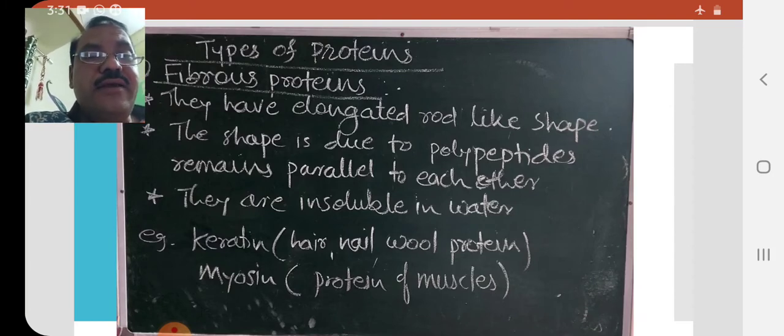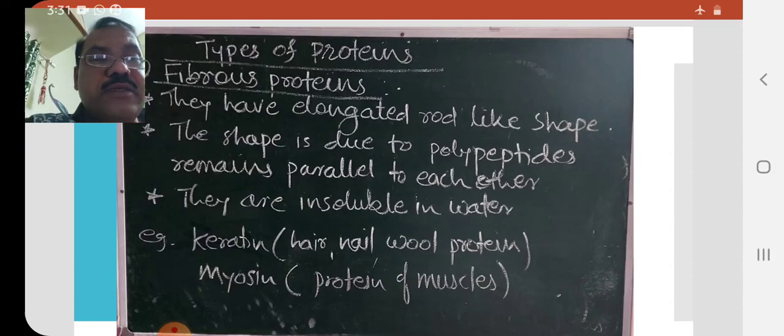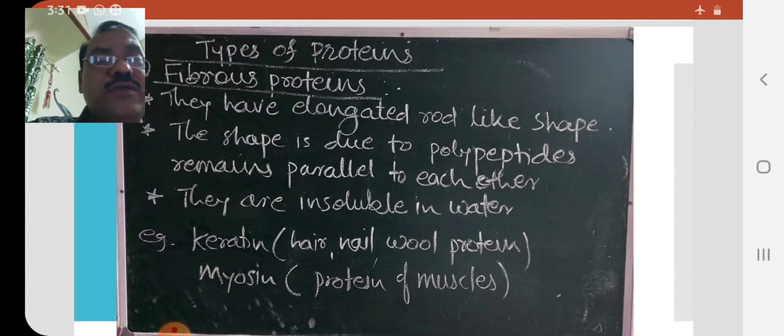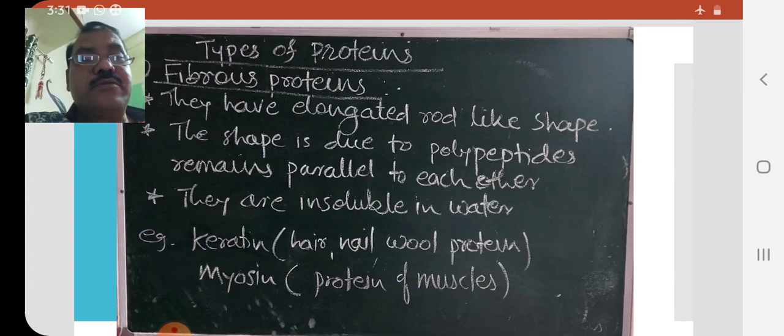An example is keratin. Keratin is a protein which is obtained in the hairs, nails, wool, etc. The second protein is myosin. Myosin is a protein of muscle. You all see muscle is a fiber-like structure. So keratin and myosin are fibrous proteins, whereas egg albumin and insulin are globular proteins. So these are the two main types of proteins. First is globular protein, second is fibrous protein.